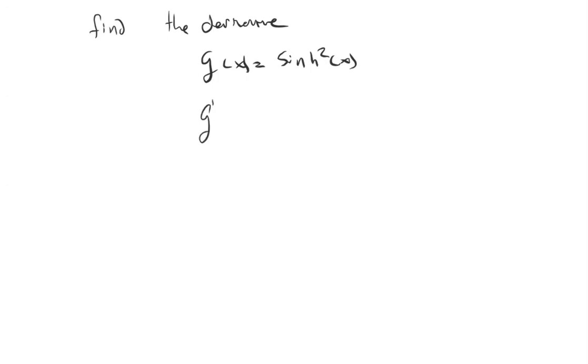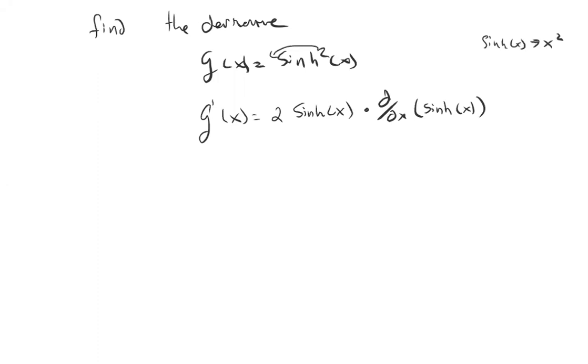So g prime of x is the 2 comes down, and then we're going to multiply by the derivative of sinh of x. Okay, and you'll recall that from Calc 1. I know I may have kind of a strange way of thinking about chain rule, but really this is the composition. So we're stuffing the sinh function into x squared.